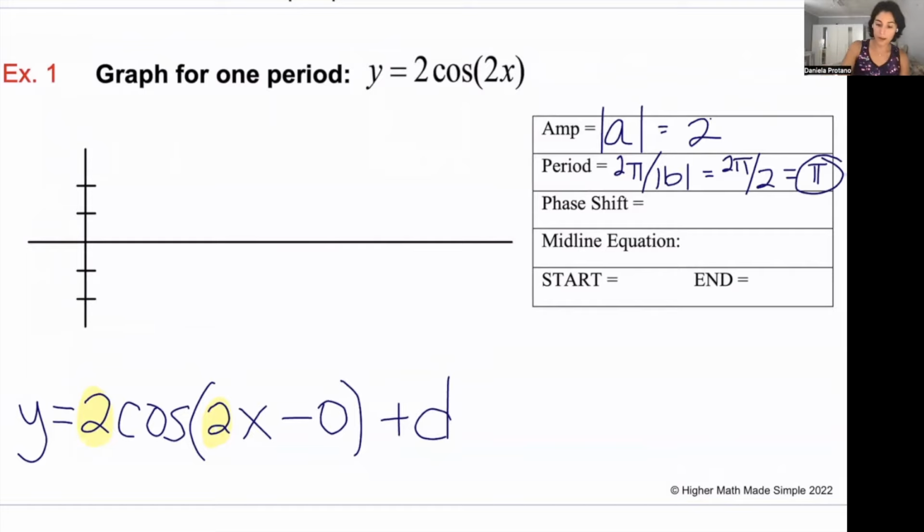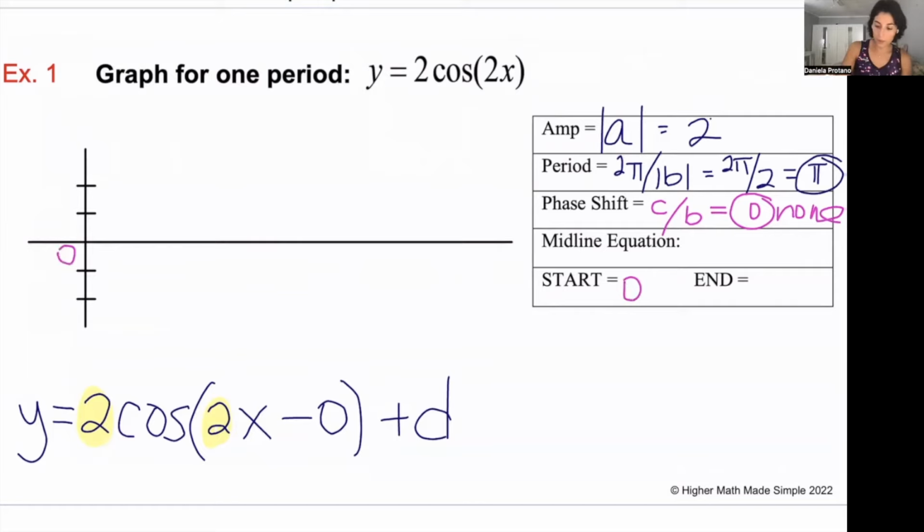Now the phase shift, that formula is C divided by B, and the C value is 0 and the B value is 2. So 0 divided by 2, well, 0 divided by anything is 0. So if I ask what the phase shift is, technically I should write none, right? So in other words, it did not shift horizontally left or right. Now, the phase shift is also always going to be the start value, always. Okay, and I do have a reference sheet in a second. So we're actually going to start at 0.